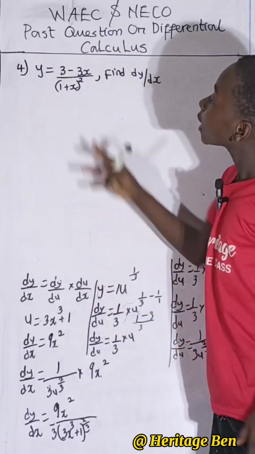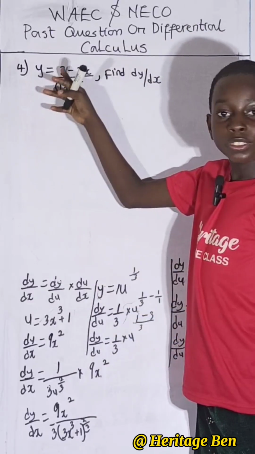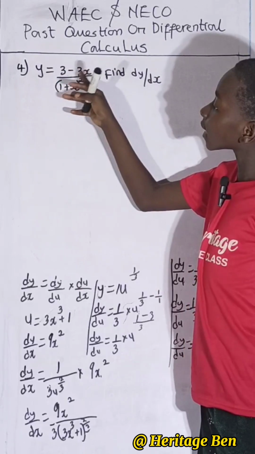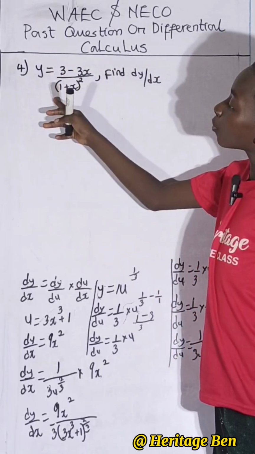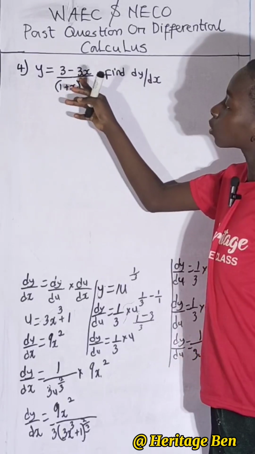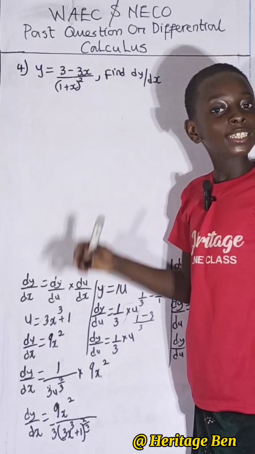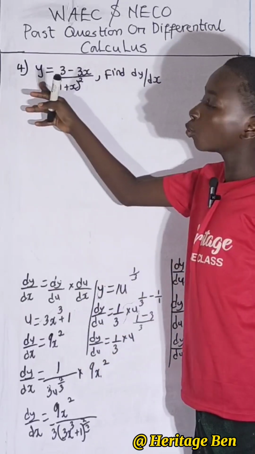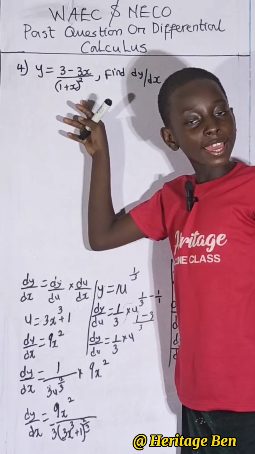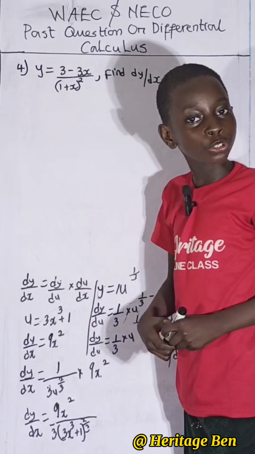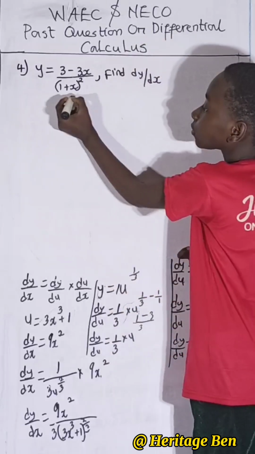Let's continue. y is equal to (3 minus 3x) divided by (1 plus x) raised to the power 2. Find dy/dx. That is, we are asked to differentiate y with respect to x. Now let's solve this question together. Solution.